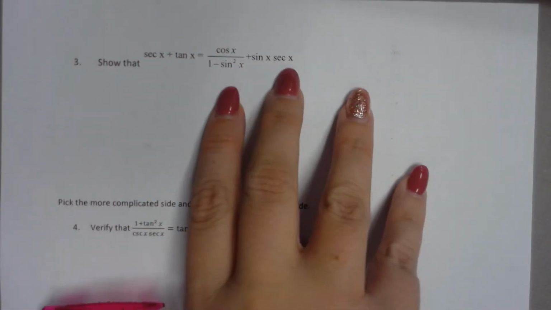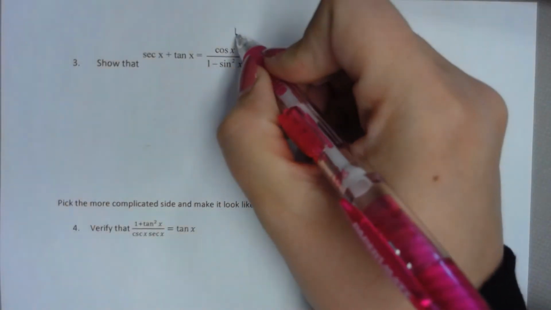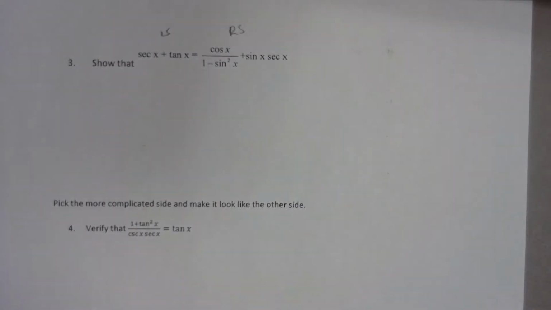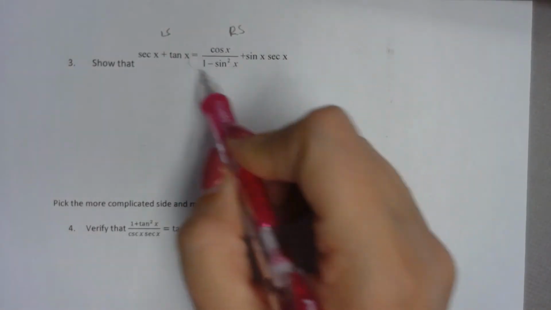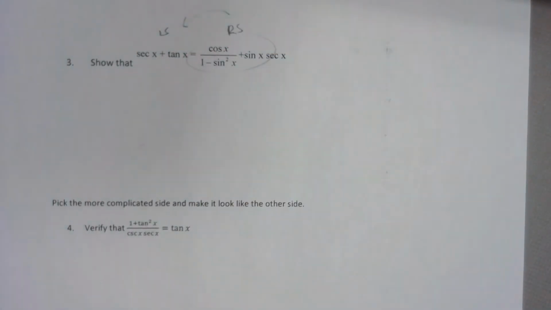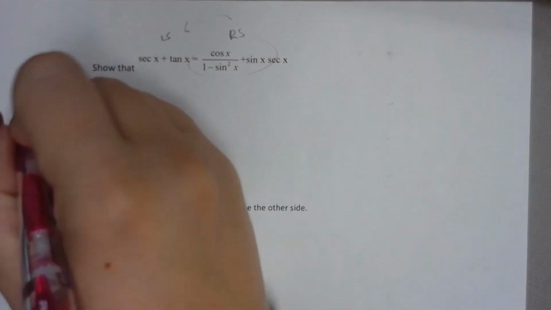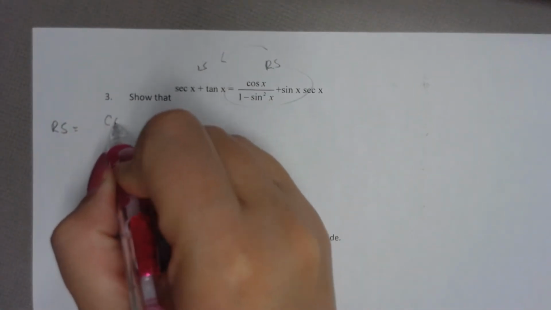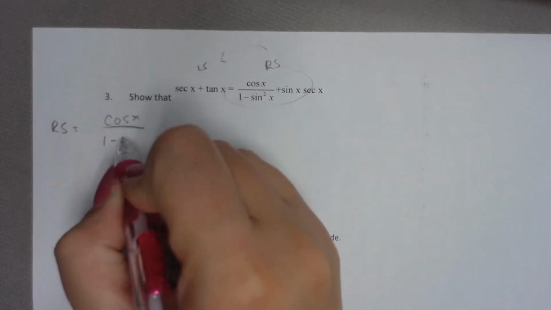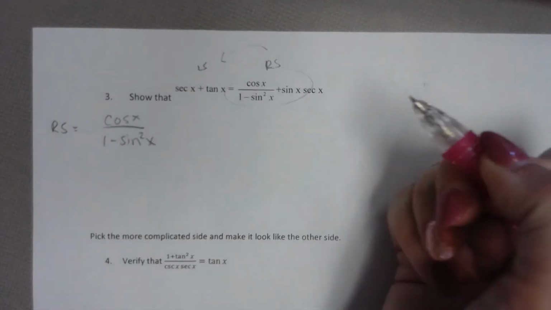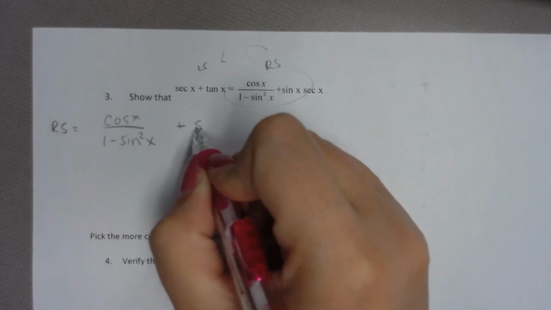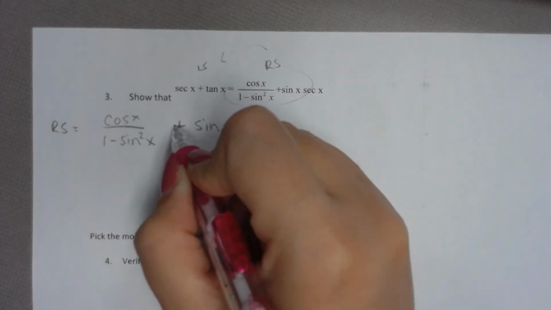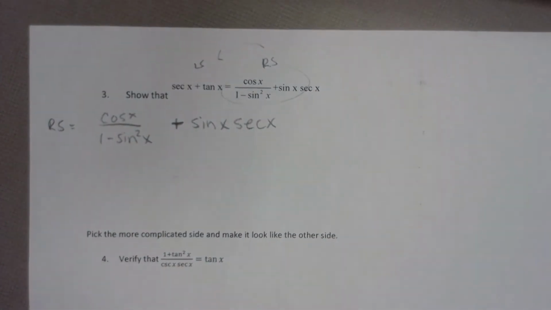So if I look in this problem, I would actually say the right side here is more complicated than the left side. So I'm actually going to start this time with the right side and try to make it look like the left side. So the right side here. So there's the right side of the equation.